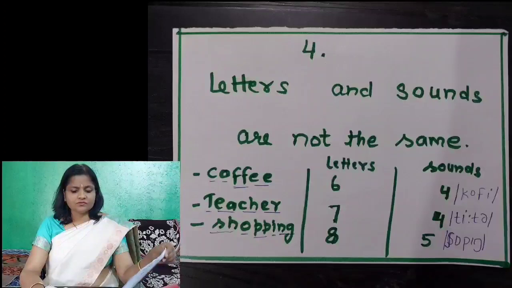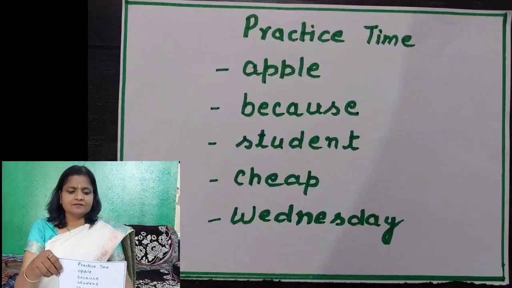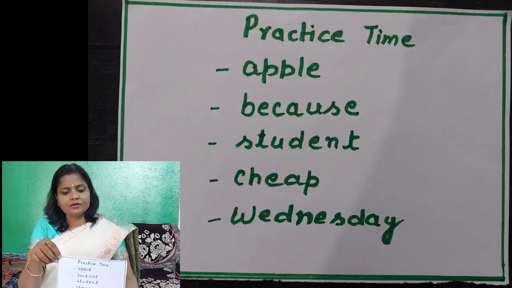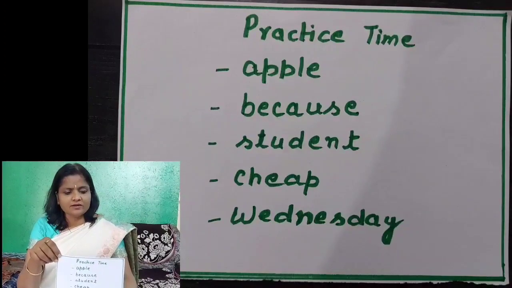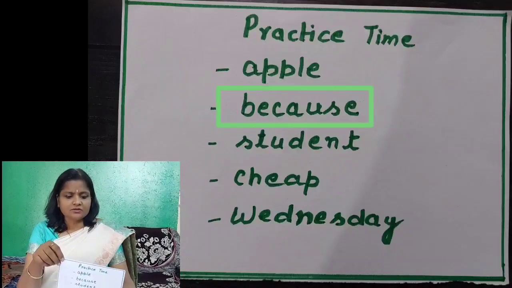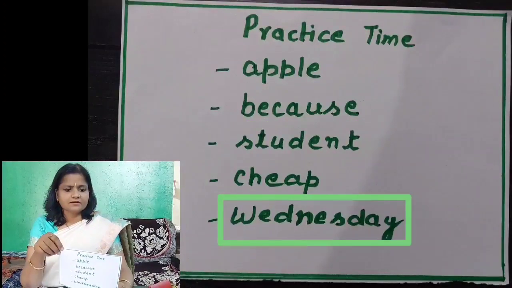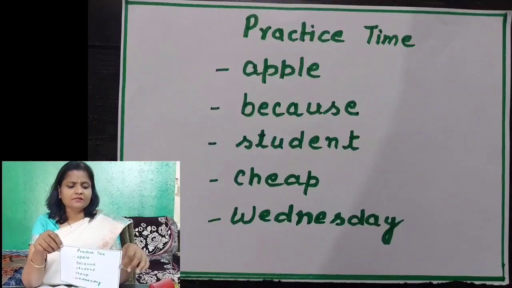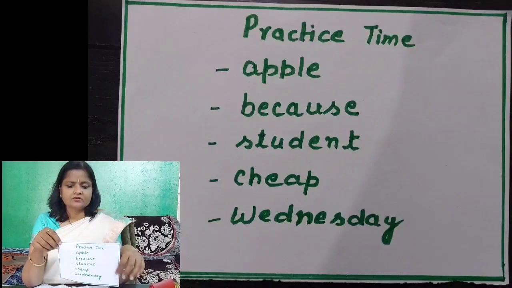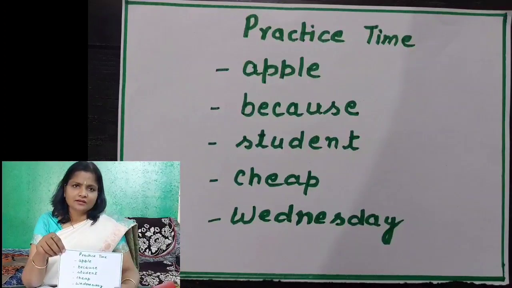Let us take some more examples. Now it is your exercise. You can read these words and tell me how many letters and how many sounds are there for each word. Let me read the words for you. Apple, because, student, sheep, Wednesday. Repeat it. Apple, because, student, sheep, Wednesday. You can take your time for 4 or 5 seconds and you can tell me.